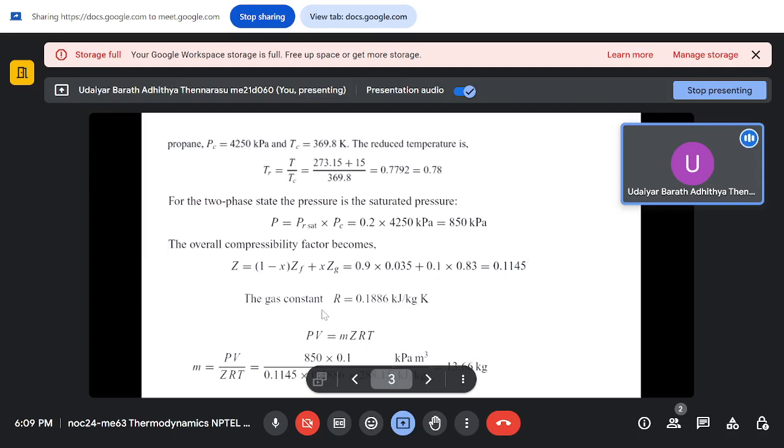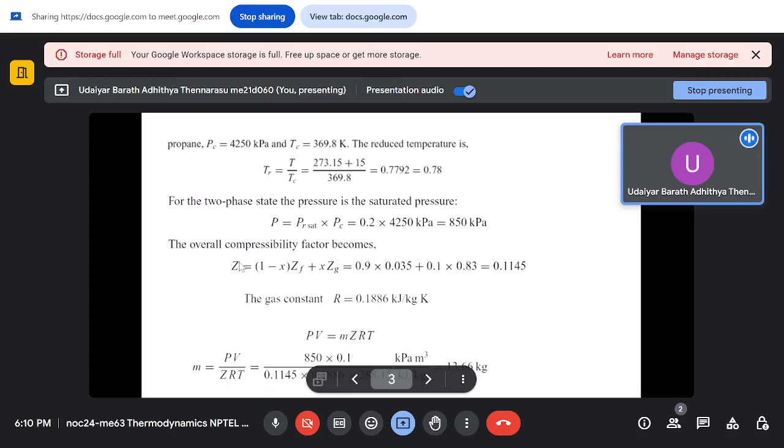We also know the gas constant for propane, R, is 0.1886 kilojoule per kg Kelvin, or you can say 8.314 divided by the molecular weight. So we can get the gas constant. So PV equals M times ZRT, and from this we can find out the mass.